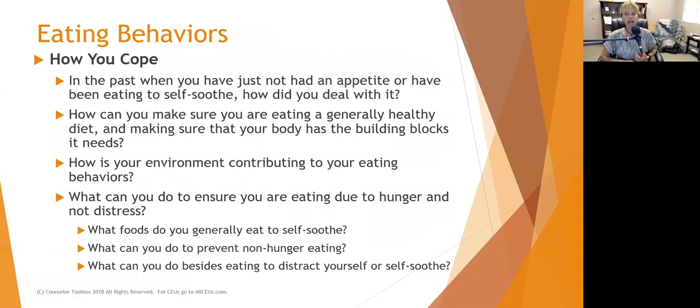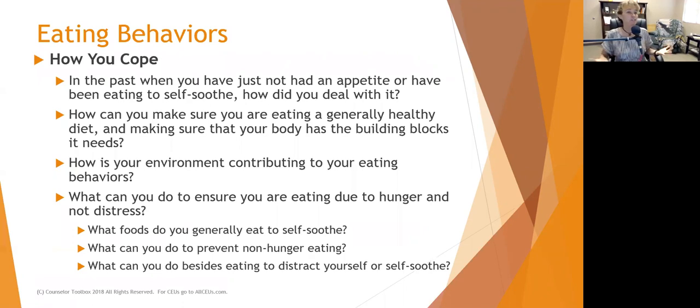In the past, when you've just not had an appetite or have been eating to self-soothe, how did you deal with it? And it can be anything from, if they don't have an appetite, getting their favorite foods to just forcing themselves to eat 3 meals a day. That's what my mom's doing right now. She's going through chemo, and she was telling me yesterday that she was so proud of herself because she got up and she really didn't feel like eating, but she knew she needed to because the doctor said she had lost too much weight. So she got up and she forced herself to eat. She's helping her body to have the neurotransmitters to help her eventually feel happier.